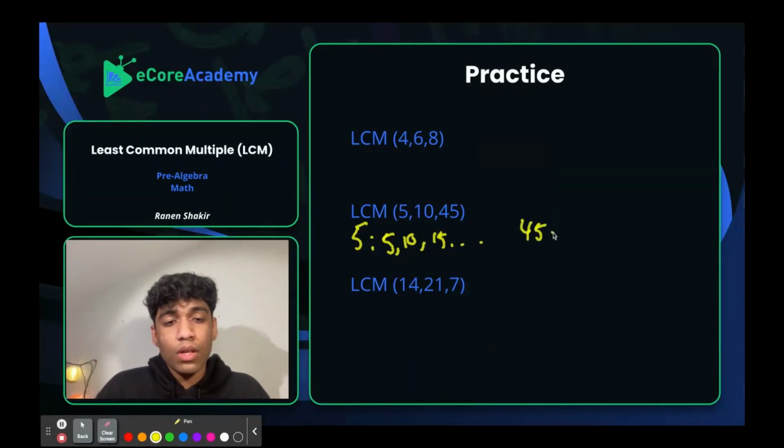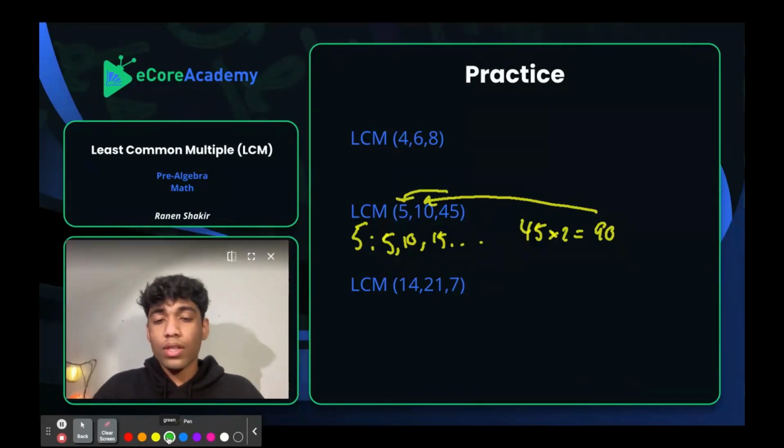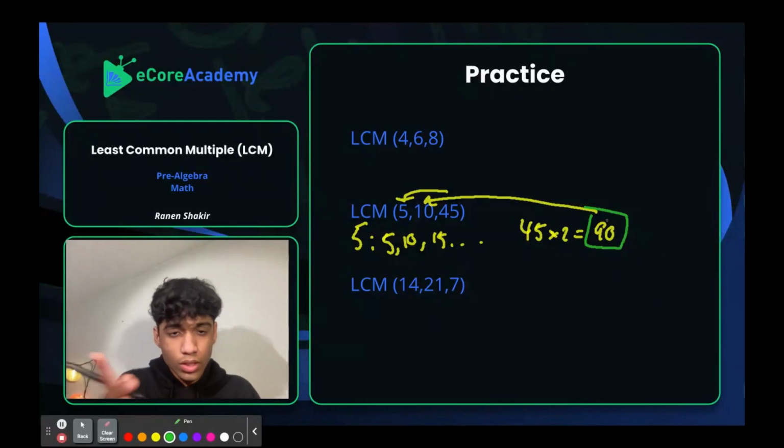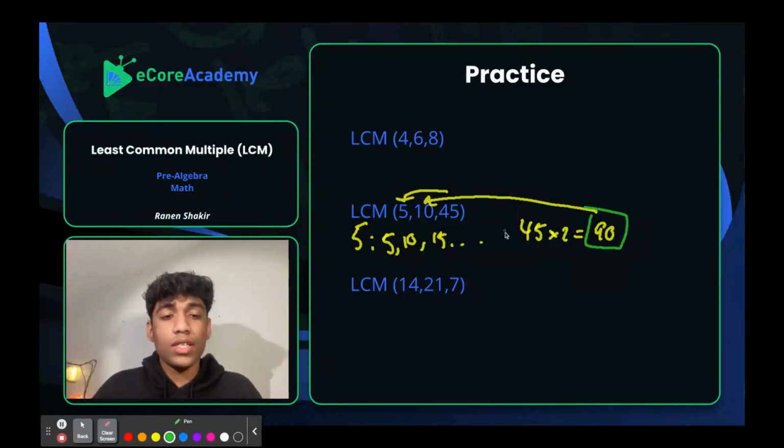So what if we doubled it? We get 90, right? And we can see that 90 is divisible by both 10 and 5. So therefore, this is the first number that all three numbers are divisible by. So the LCM of 5, 10, 45 is 90. You don't even have to write it out to figure this out. A quick way you can figure it out is to just add 45 to 45 once and we get 90. And then this makes all three numbers factors of 90.